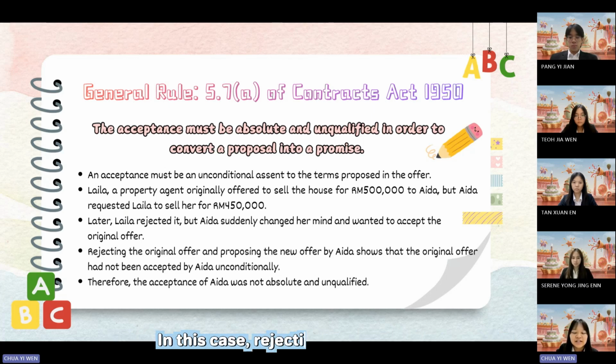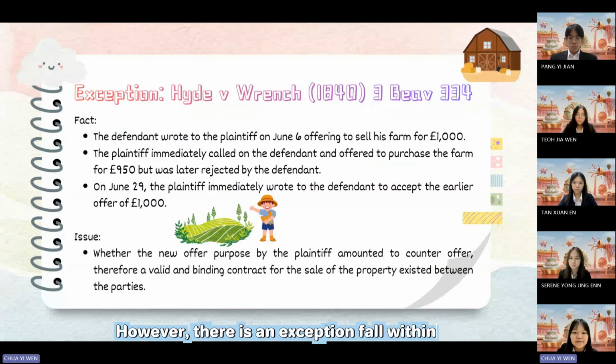In this case, rejecting the original offer and proposing a new offer by Ida shows that the original offer had not been accepted by Ida unconditionally. Therefore, the acceptance of Ida was not absolute and unqualified. However, there is an exception within several cases.